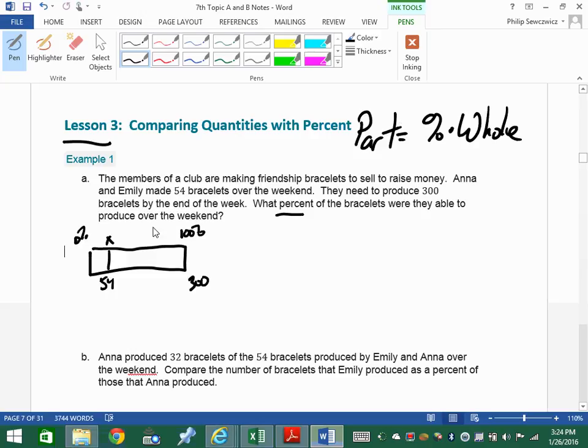So what's the part? Well, the part's 54. All right. What's the percent? I don't know, so that's my X. What's the whole amount? Well, there it is. It's the 300. So again, the visual helps you set up. You can just jump right to it. Now simply all we're going to do is solve our equation. So we can divide both sides by 300.